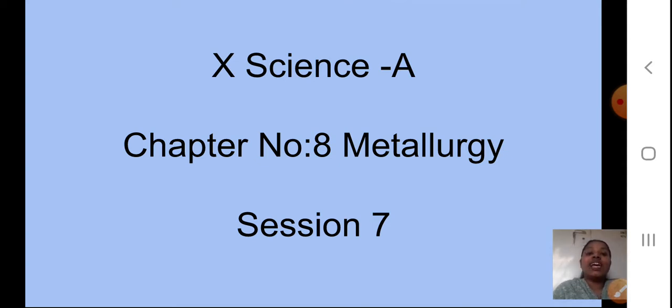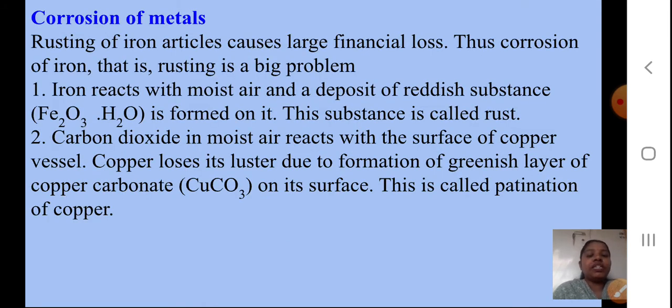Now in the last presentation, if you remember, we were discussing corrosion, right? I have shown you many pictures also. We have seen what corrosion is, the definition. And now we will continue, as I told you in the last presentation. This presentation will continue with the preventive measures. Okay, so we'll start. Corrosion of metals.